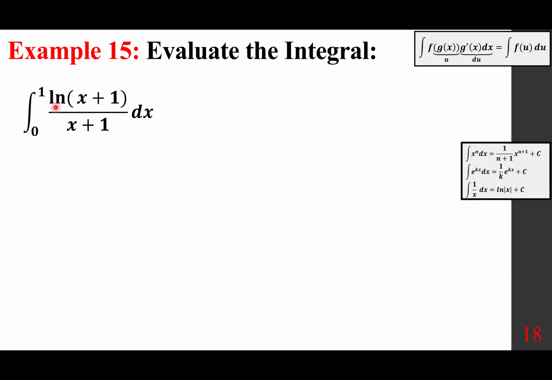The integral of 0 to 1 ln of x plus 1 over x plus 1 dx. ln is involved, that is the choice of u. If I differentiate it, it is 1 over x plus 1 times 1. So simply 1 over x plus 1. Therefore, du is 1 over x plus 1 dx.